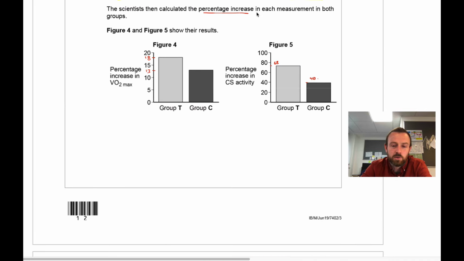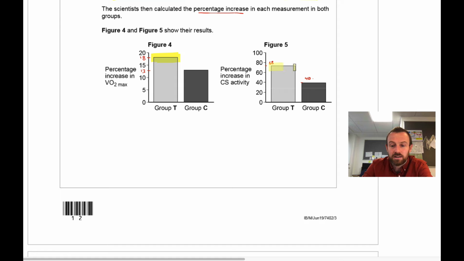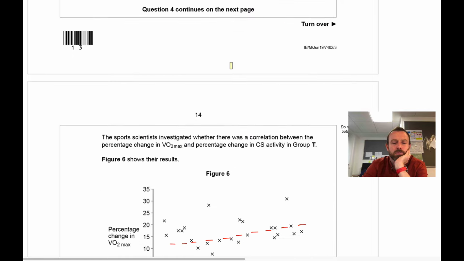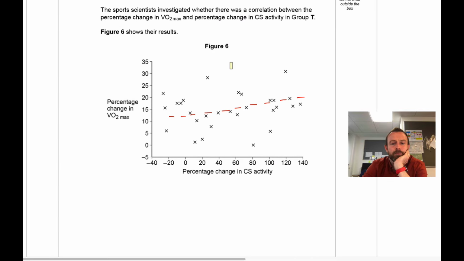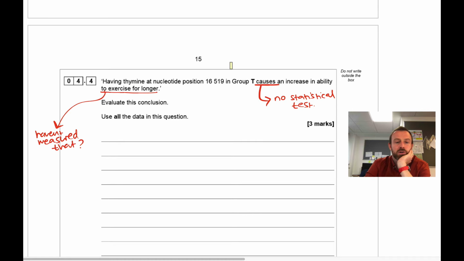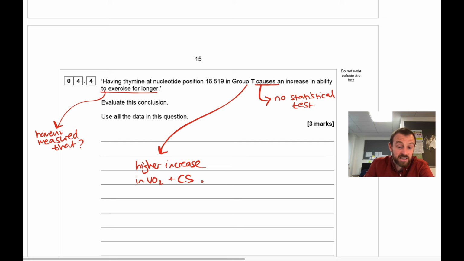So for group T, this is where we need to use this data here. Group T does have a larger increase in VO2 max and a larger increase in citrate synthase activity after training. So that's probably going to be worth a mark. So talking about group T, higher increase in VO2 max plus citrate synthase activity.